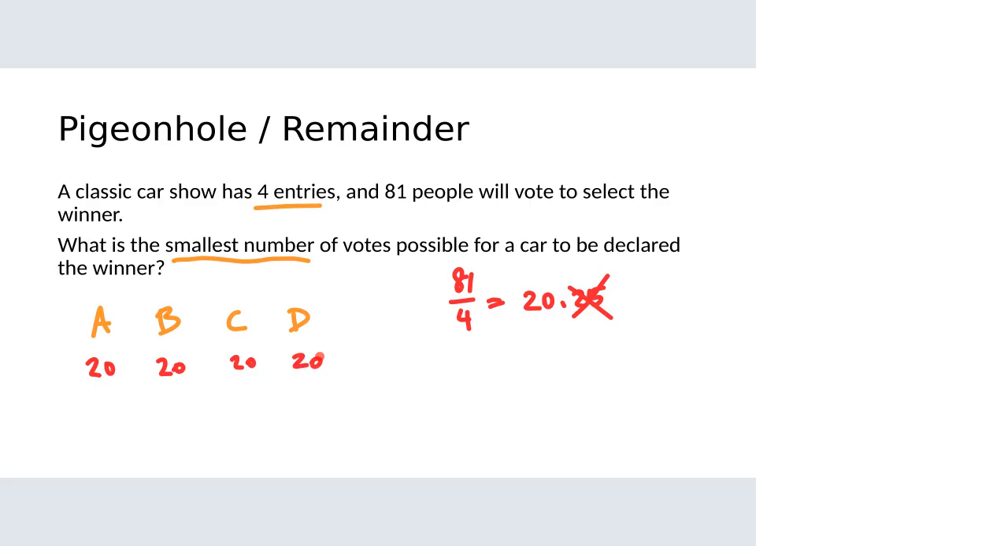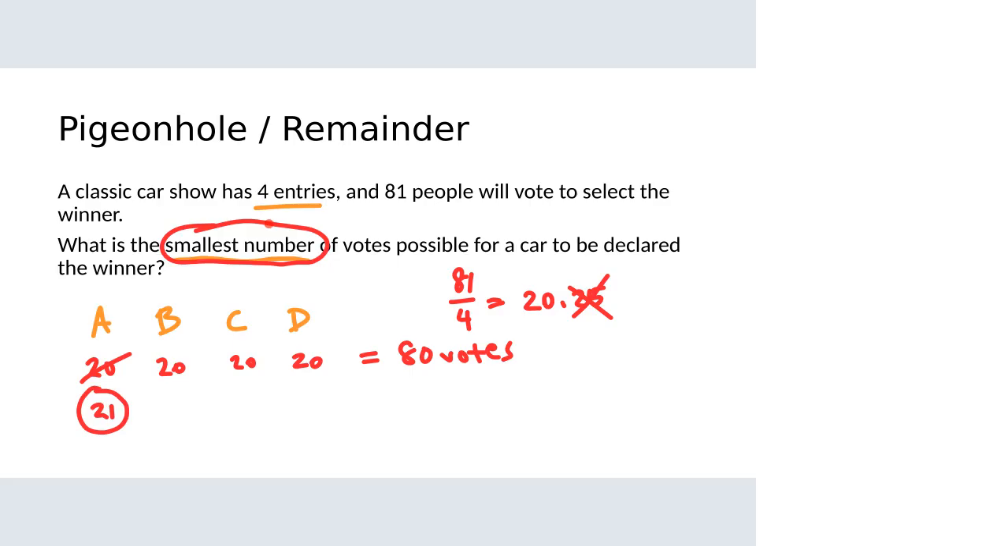And so those 20 votes, those are like pigeonholes. 20 pigeons went in this hole, 20 pigeons went in there, 20 pigeons went in there, 20 pigeons went in there. At this point, I don't have a winner, but I still have a vote out there to go because this is 80 votes. So I still have 1 to go. Perfect, Will. So if I just give that to car number 1, the A car over there, 21 is the smallest number of votes possible to be declared the winner.